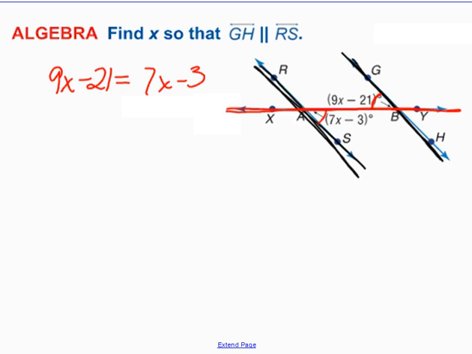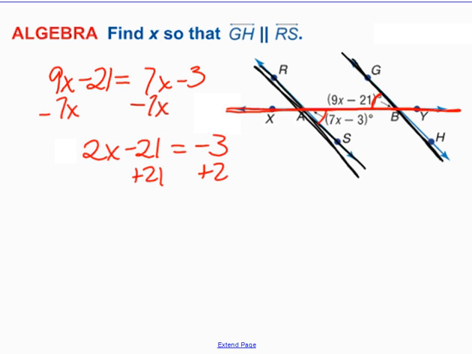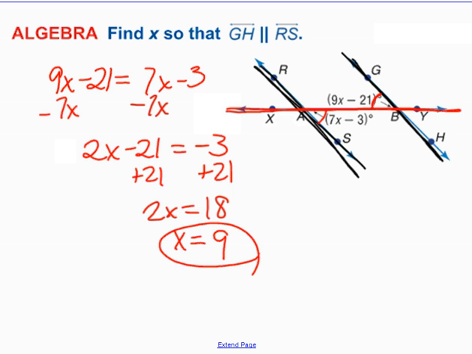So we're just going to do the algebra. Minus 7x. We get 2x minus 21 equals negative 3. Then we're going to add 21 to both sides. 2x equals 18, so x equals 9. And that's the answer because they asked us to find x.